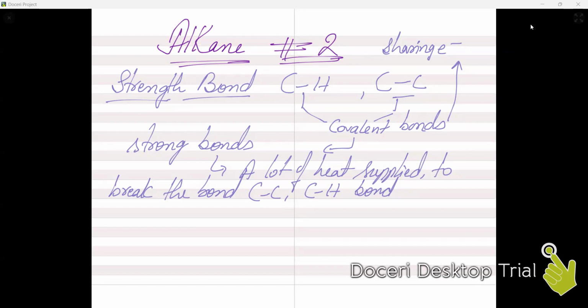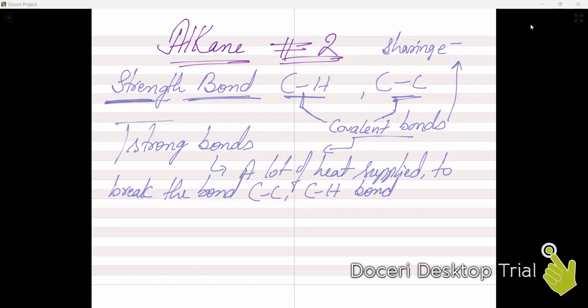Okay, now we'll be talking about alkanes part 2, in which we'll be discussing their reactivity, how reactive they are. Reactivity cannot be discussed without the strength of the bond. And the strength of the bond of what? Of carbon-hydrogen and carbon-carbon. One thing you need to know is that both of them are covalent bonds.